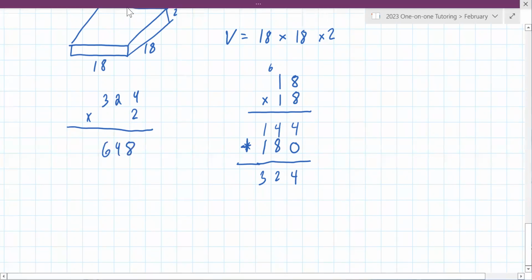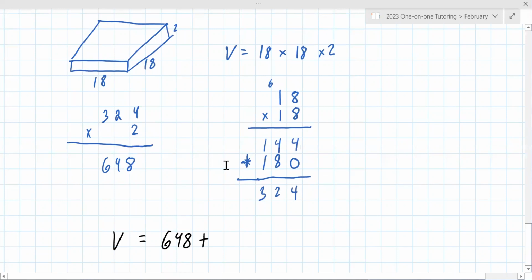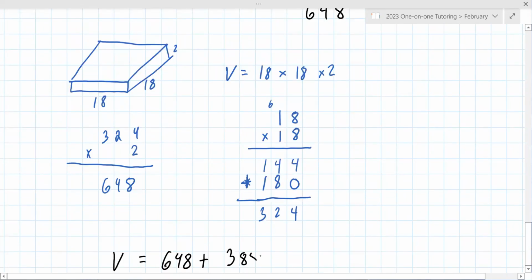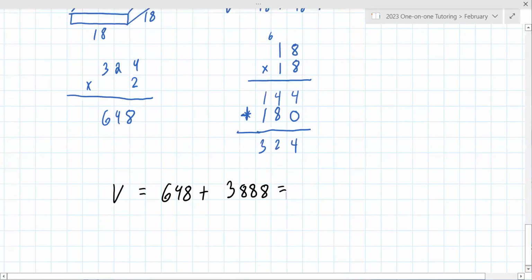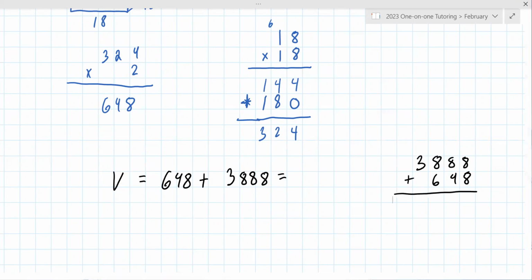The total volume for this problem is the 648 you just found plus the number from the previous part, the 3,888. So I add those both up? Yes. So go ahead and do that for me, please. Again, probably best to do them vertically: 3,888 plus the 648, like that.